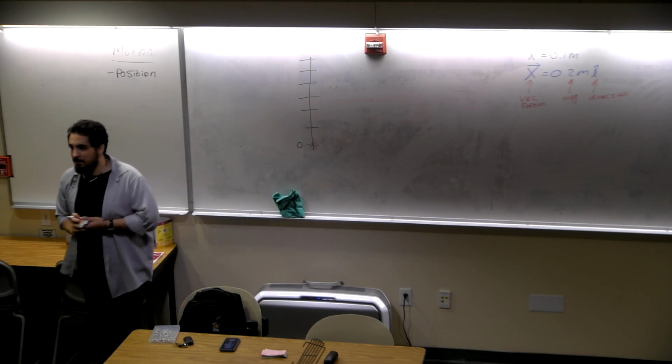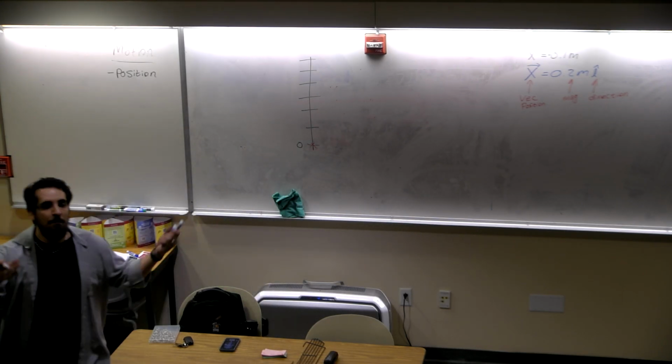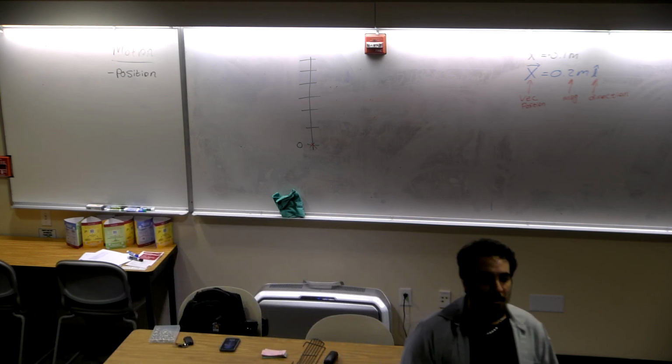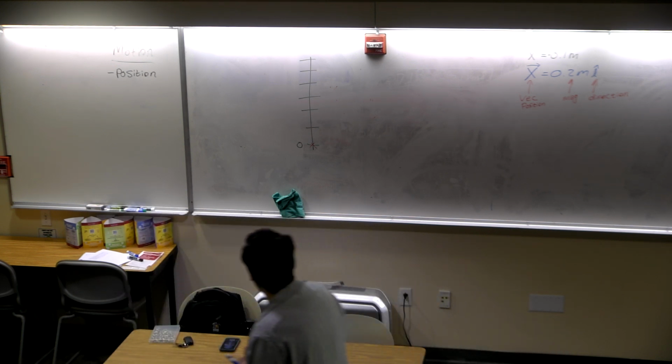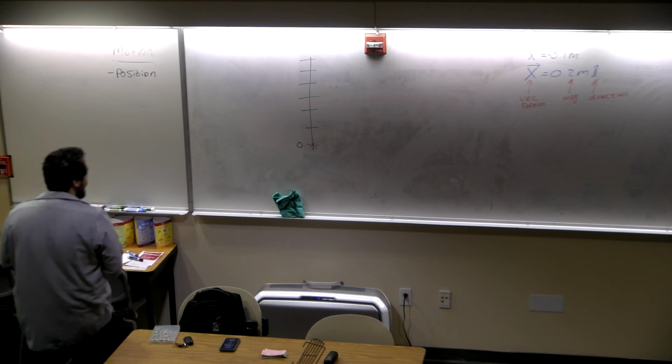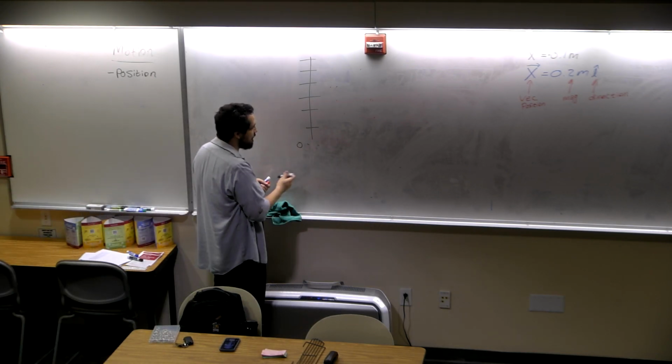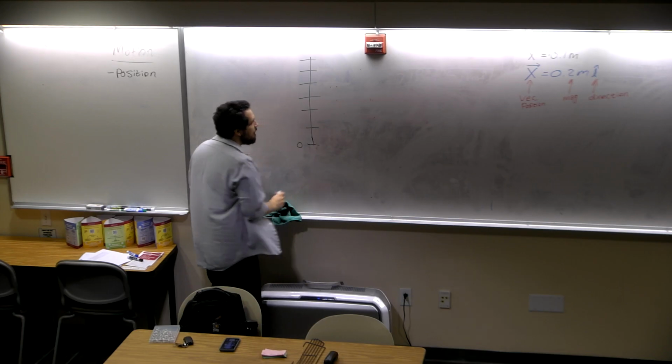And traditionally speaking, this will not always be the case. Sometimes we use positive going downwards, but traditionally positive will be up for our values of position. Positive is up, above our origin, whereas negative values would be below.